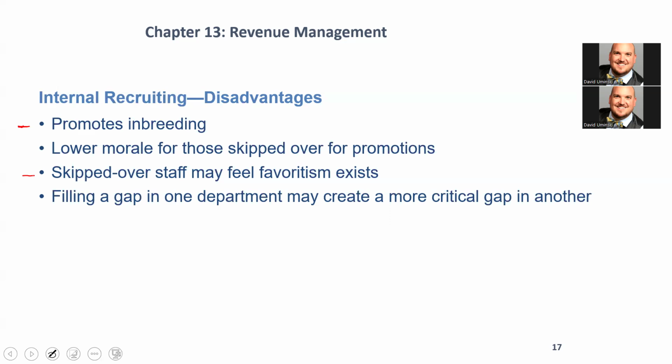People who get skipped over, if multiple people are applying for the same supervisor position, again, that could cause some animosity for somebody who didn't get the position, right? There's pros and cons for both internal and external.